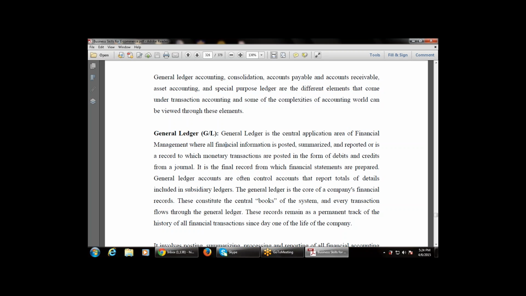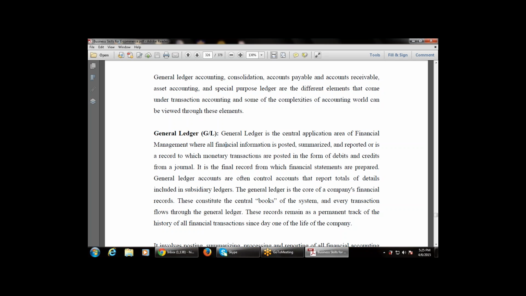in the general ledger account. It is a record to which monetary transactions are posted in the form of debits and credits from a journal. It is a final record from which financial statements are prepared, the final step through which balance sheets, profit and loss accounts, and trading accounts are prepared. General ledger accounts are often control accounts that report the total of details included in the subsidiary ledgers.